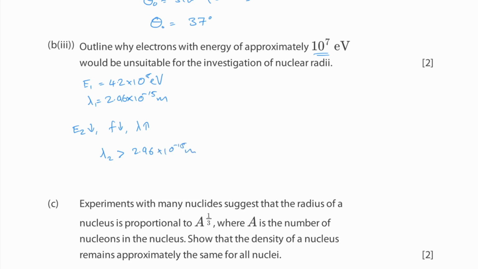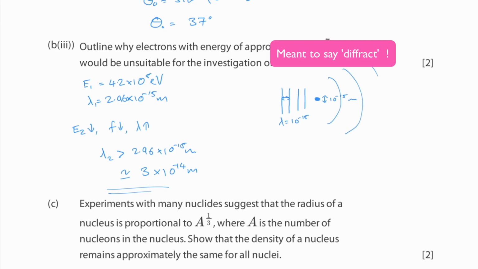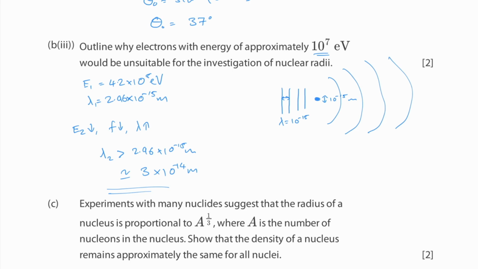Let's say the wavelength is around about, I'm just making a guess, let's say it's 3 times 10 to the minus 14 metres. Your nucleus has a diameter of 10 to the minus 15 metres. And when you've got a wavelength that's the same size or magnitude as the diameter, then it's going to diffract loads. That's just a law of diffraction.